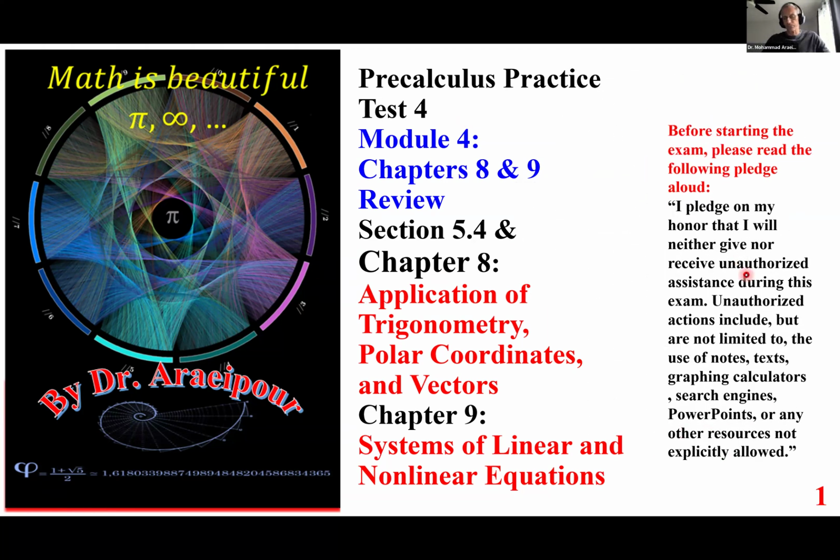Here's the pledge that I expect everybody to read and follow for the exam. I pledge on my honor that I will neither give nor receive unauthorized assistance during the exam. This is extremely important. I want to make sure you realize when you take the exam, it is as though you're in class, okay?